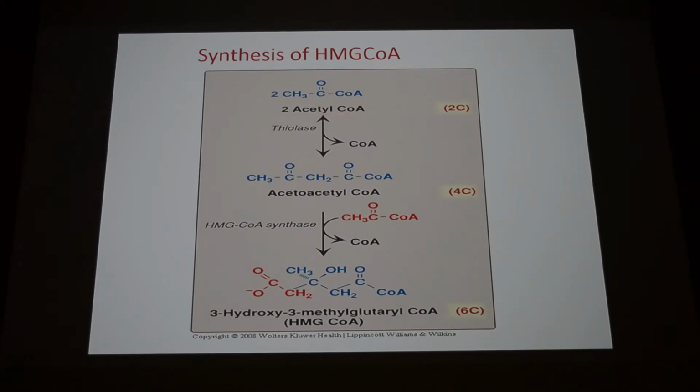Let's see the reaction. We start with 2 acetyl-CoA in the presence of thiolase. We obtain acetoacetyl-CoA, and then in the presence of HMG-CoA synthase, we obtain HMG coenzyme A. These are the same reactions as in ketone body synthesis, but in ketone body synthesis, the HMG-CoA is then cleaved by a lyase enzyme.